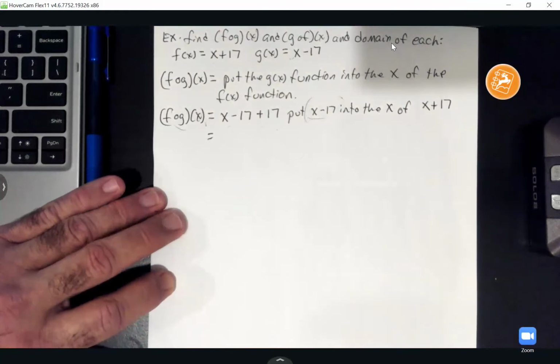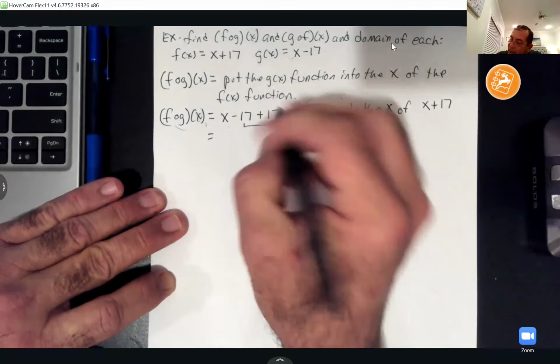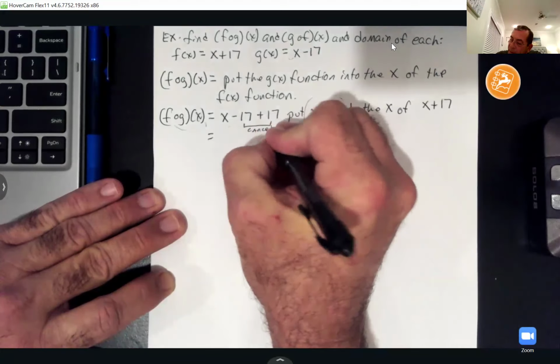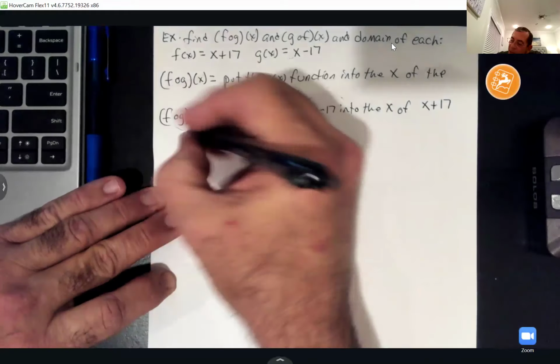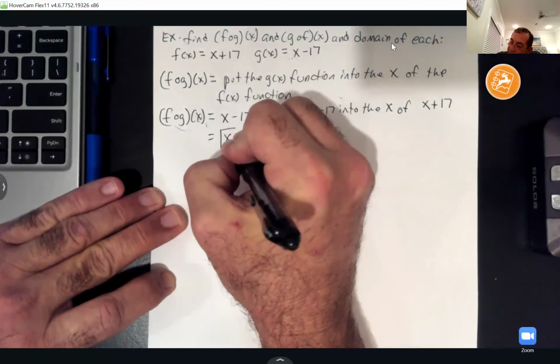Is it x? It's an x because these things right here are going to cancel. So that whole thing equals x. Nothing else we can do to that. So that would be the final answer.